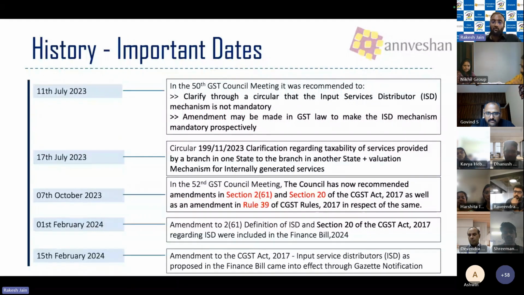That means one has to get registered, obtain ISD registration, and start using the ISD mechanism for distributing the common input services. We need to stop the practice of the cross-charge mechanism from 15th February onwards. So this date, 15th February 2024, becomes very important. Moving ahead.